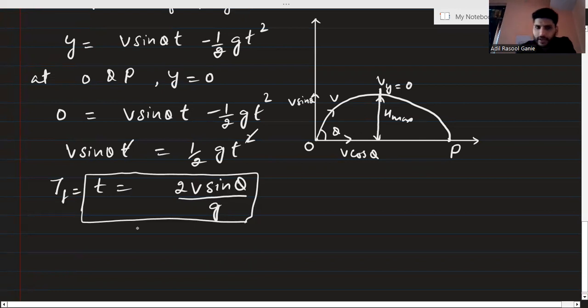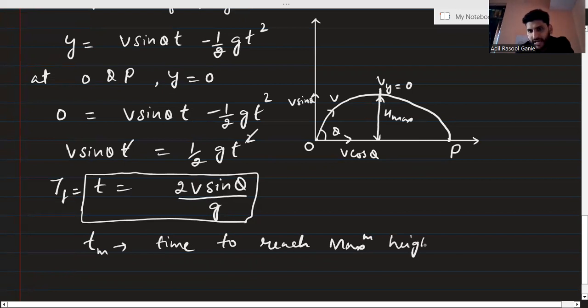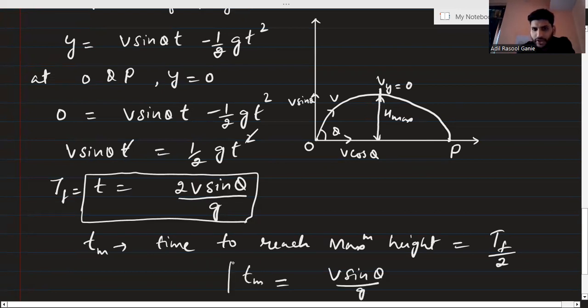Therefore, the time to reach maximum height, if I write Tm, would be equal to half of the time of flight, and that would be equal to v sin theta upon g, which is the time to reach the maximum height.